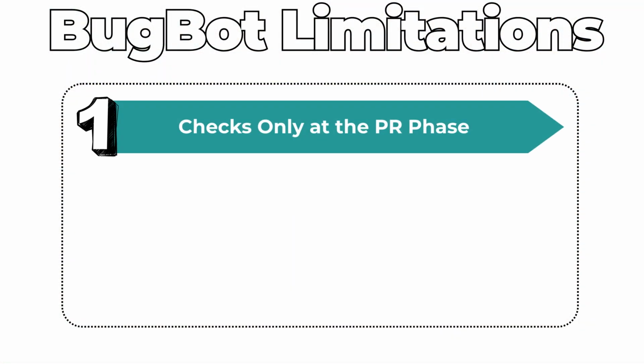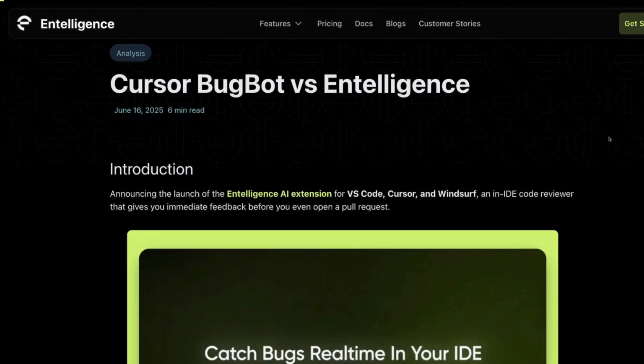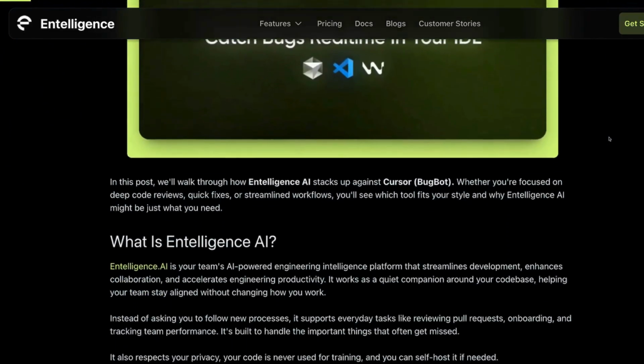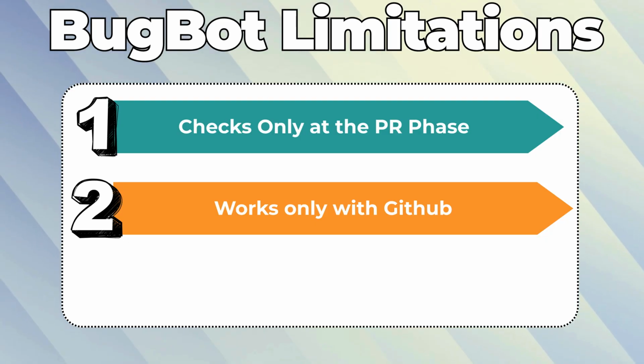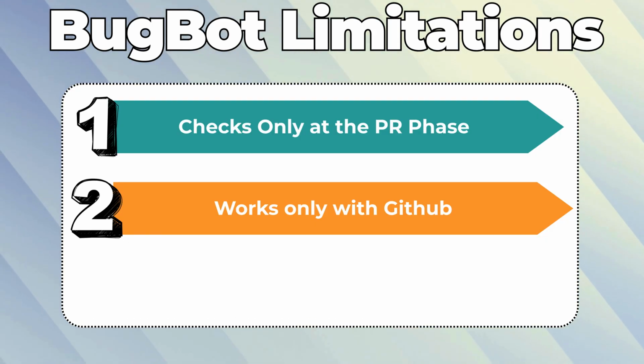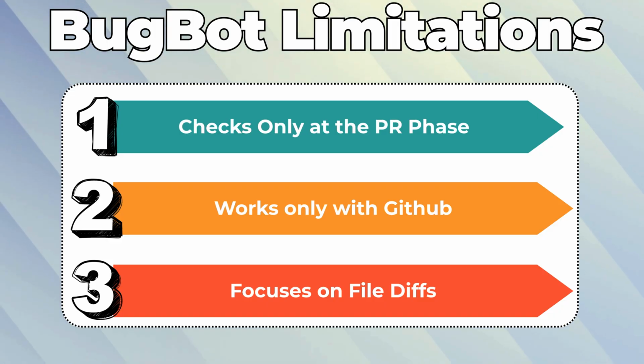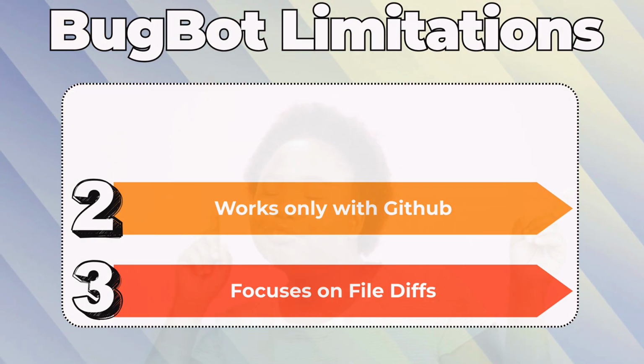First, it can check your code only after you create a pull request, which means you are not getting real-time feedback, while Intelligence AI, which is another alternative, acts in real-time in the IDE. The second limitation is that Bugbot can be executed in GitHub only. It is created as a GitHub app. In addition, be aware that its main focus is to check diffs, so wider bugs may not be detected.